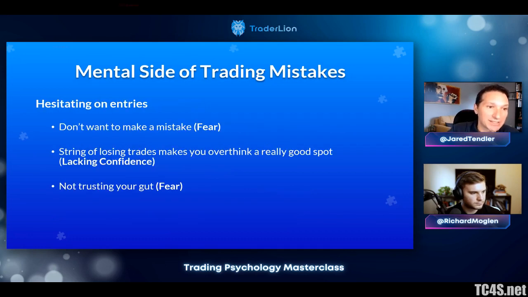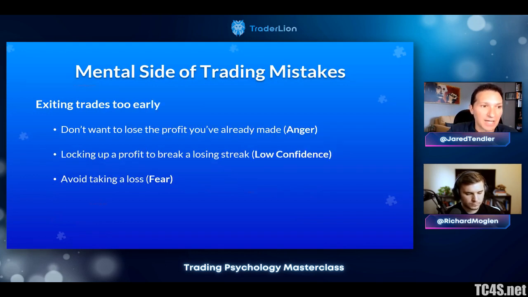So, for example, hesitating on entries could be because of fear of not wanting to make a mistake. Could be a string of losing trades makes you overthink, and it's really about lacking confidence, or you're just not able to trust your gut, and so there's a bit of fear around that. Exiting trades too early, you don't want to lose profit you've already made. There's anger, locking a profit to break a losing streak, low confidence, or avoiding taking a loss out of fear.